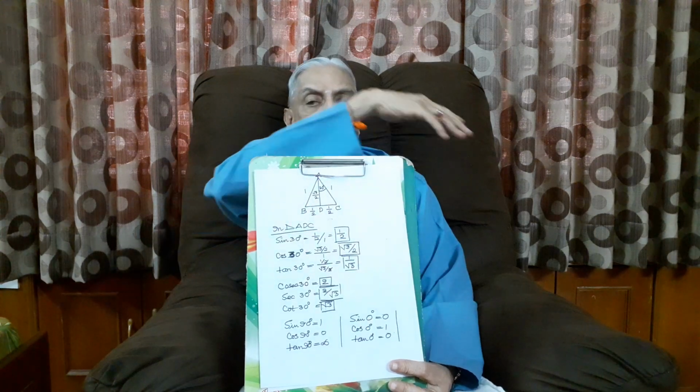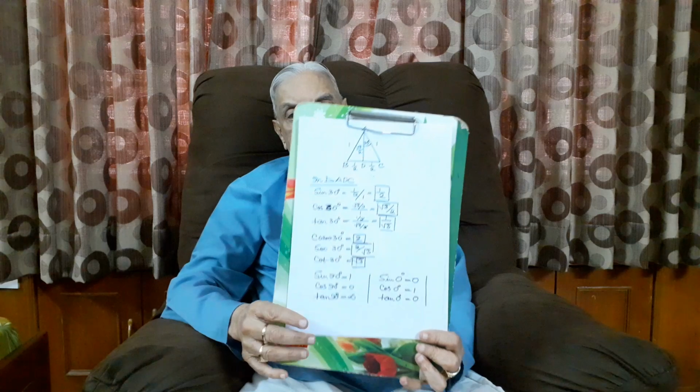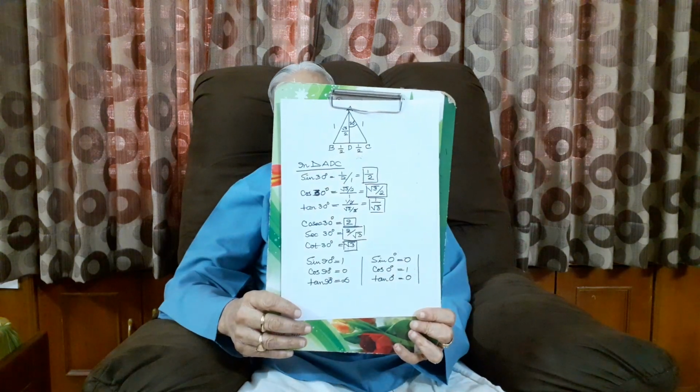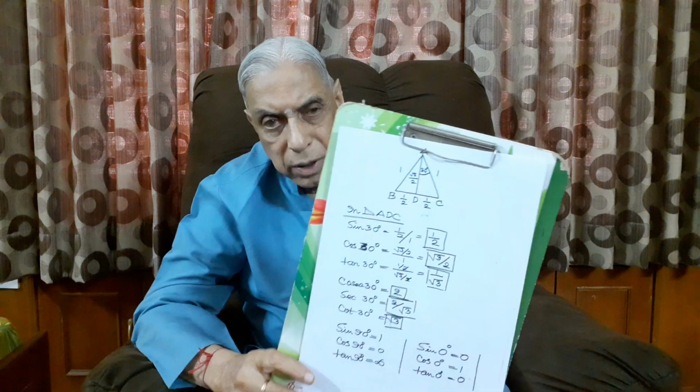So the reciprocals also come automatically. Cosecant 30 automatically becomes 2, and secant 30 becomes 2 by root 3. And cot 30 becomes root 3. You can write the reciprocals by yourself.